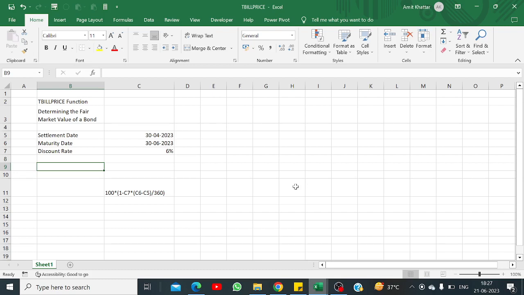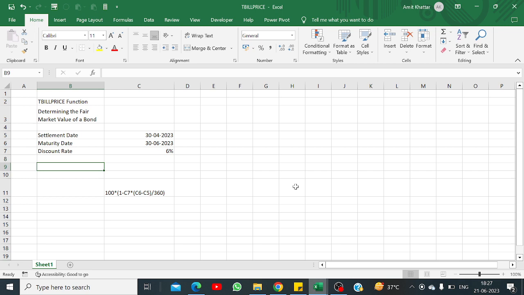Hi all. So today we are going to look at the T-bill price function. This is a function which is instrumental in determining the fair market value of a bond. After determining the fair market value, we can decide whether this bond is investable or not.